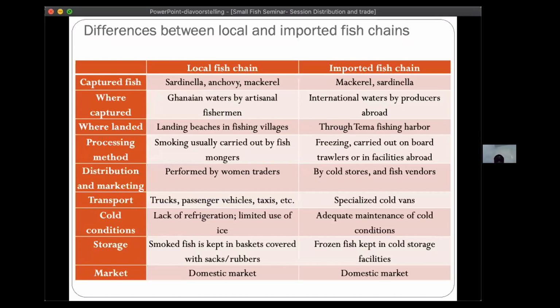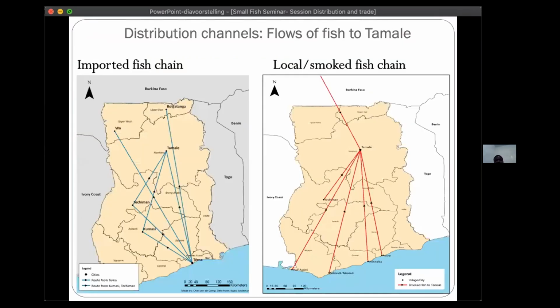The two chains serve the domestic market. Next slide, please. So this is just to give an overview of the geographical nature of the fish chains.